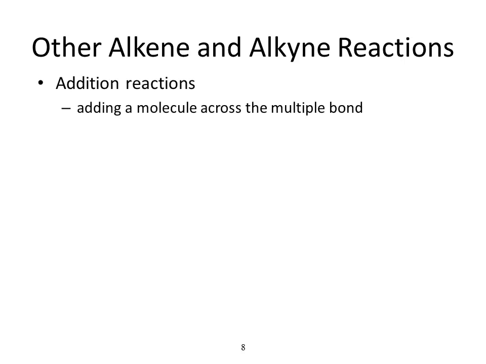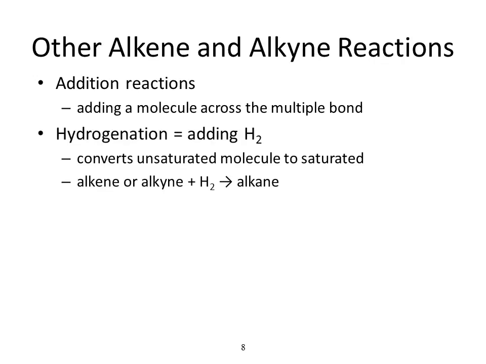Now we'll talk about the alkene and alkyne reactions. They will add molecules across the double bond, because the double bond can be broken and you can add molecules. First is hydrogenation. That means if you have alkenes or alkynes, a double bond or triple bond, you can add hydrogen, breaking the double bond and adding hydrogen. That means we are making an alkane. So we are making an unsaturated molecule into a saturated molecule.